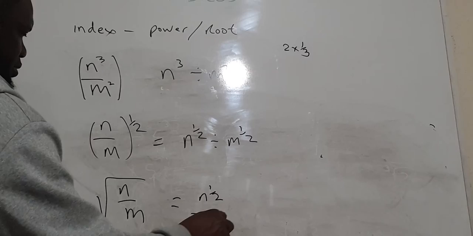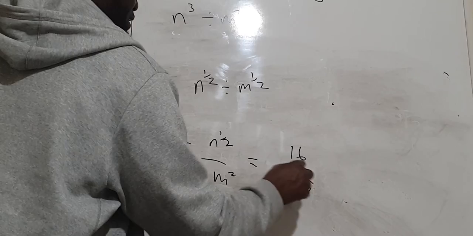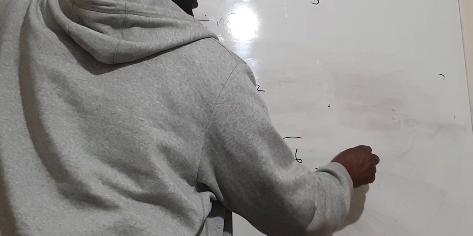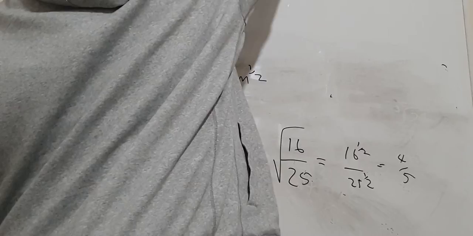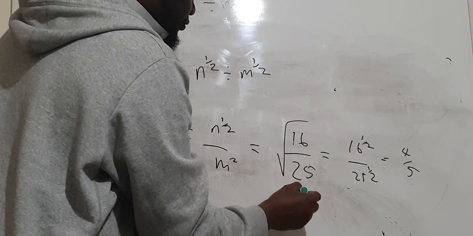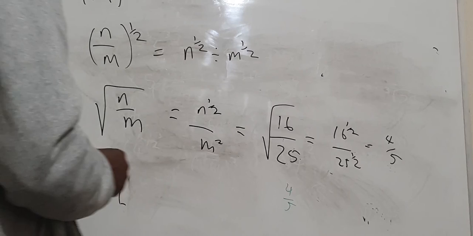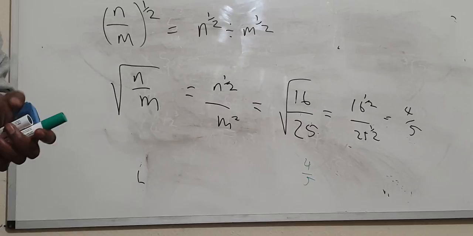We can demonstrate with 16 over 25. You can say this means 16 to the power half divided by 25 to the power half. It is 4 over 5, isn't it? We can sort this straight away, getting everything under the square root. Square root of 16 is 4. Square root of 25 is 5. There's nothing magical here. It's all straightforward. It's application of the rules.